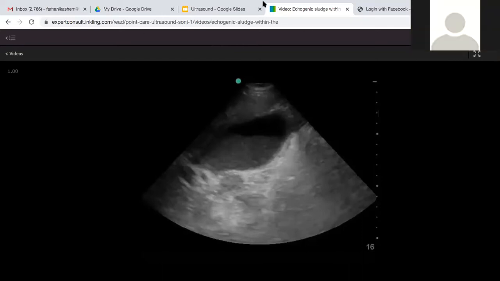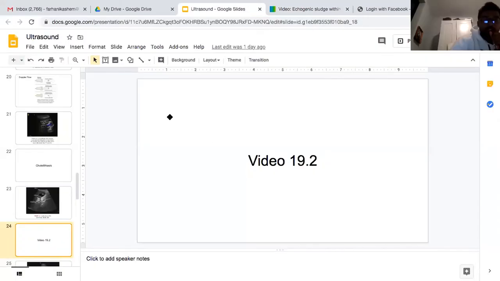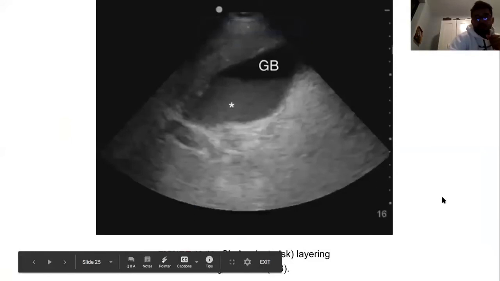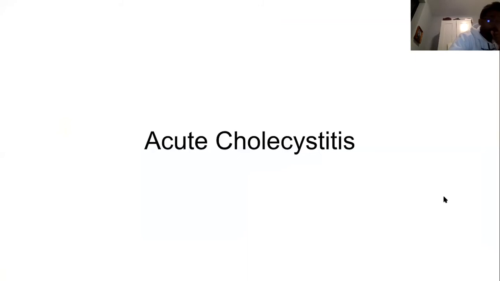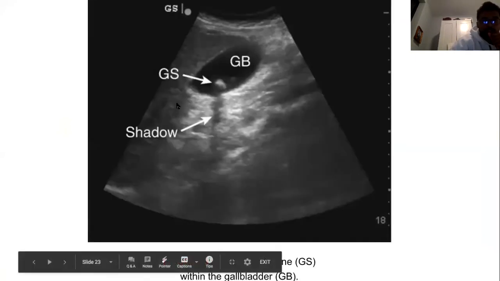Am I back to the slides now? Cool. So that was a gallstone, and I showed you sludge. Those are the only two things. Look for the posterior acoustic shadow.